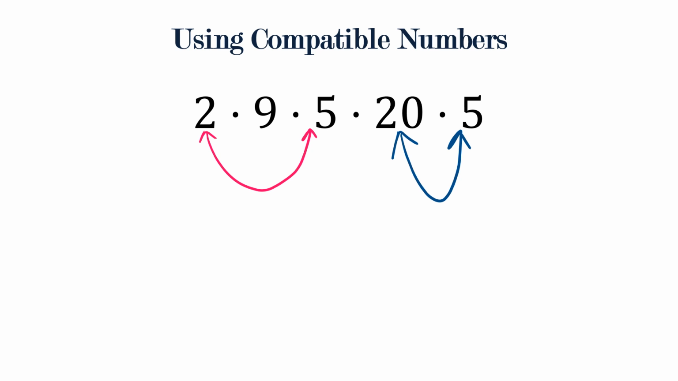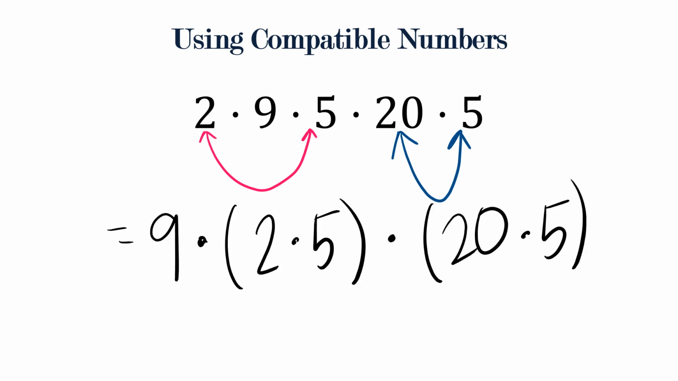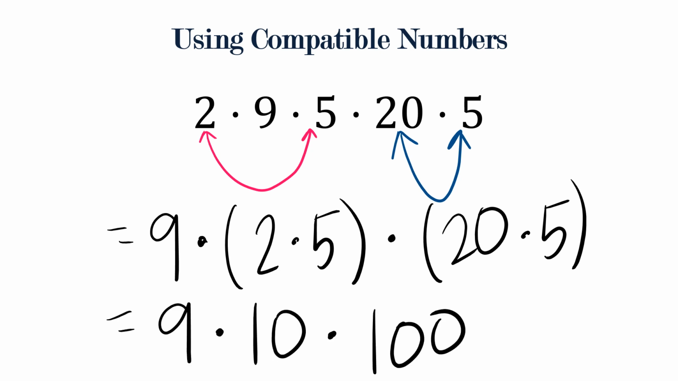Alright, so we can regroup this. This is the commutative property of multiplication. You can see I've regrouped this into 9 times 2 times 5 times 20 times 5. So we're really using the commutative property and the associative property here because I just regrouped some stuff as well. I know that 2 times 5 is 10. I know that 20 times 5 is 100. That gives me 9 times 10 times 100. 9 times 10 is 90. 90 times 100 would be 9,000. Left off a 0 there as well.